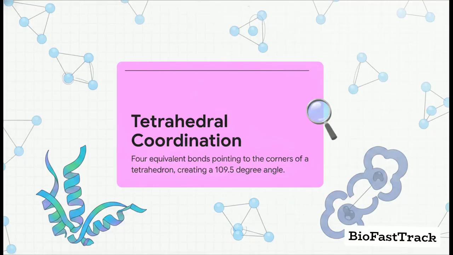Now, here's where it gets visually interesting. When carbon forms those 4 bonds, they don't just sit flat on a 2D plane. They point outward in 4 geometrically equivalent directions, forming the corners of a tetrahedron. The angle between any two of those bonds is exactly 109.5 degrees. You guys really have to visualize this in 3D.